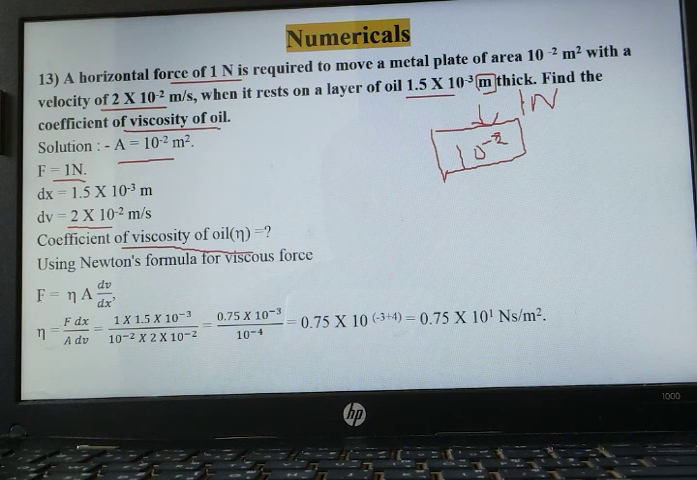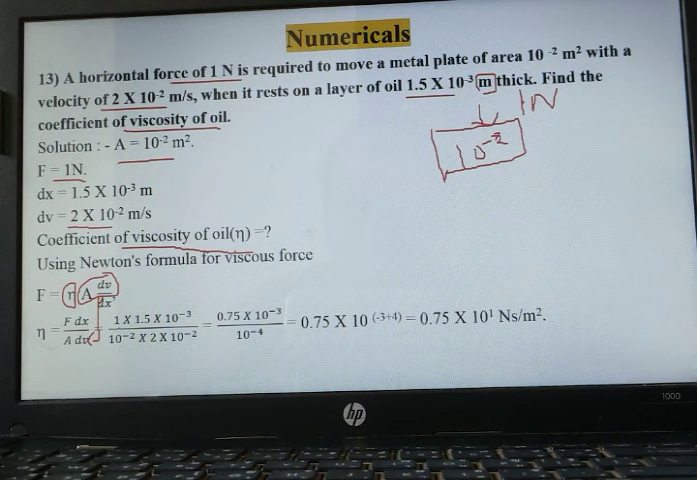We know this formula, F = ηA dV/dx. Over here, what we have to find out is the coefficient of viscosity. So this whole term will go over here. dx is in the denominator, so after moving it will go to the numerator. And these two terms are in the numerator, so they will go to the denominator. That's what has been happening. You can see η = F dx / (A dV).